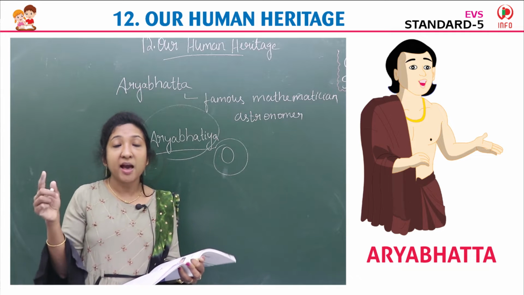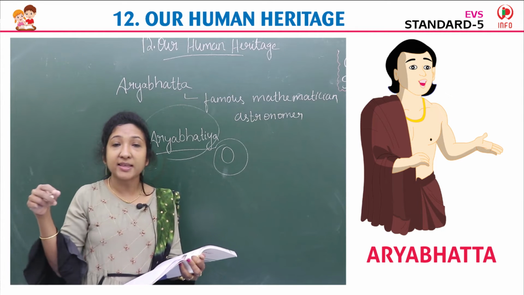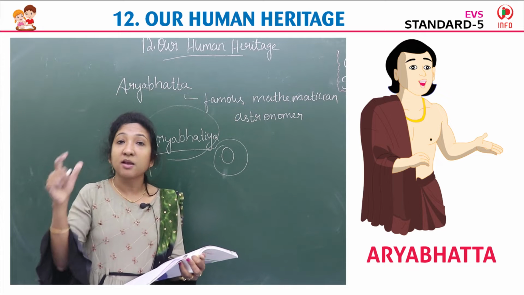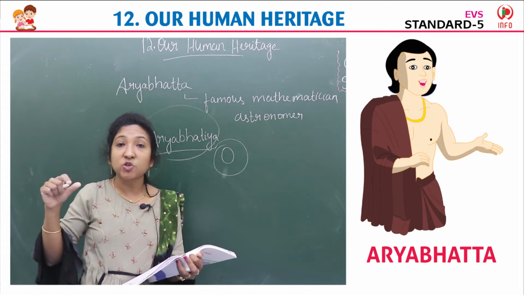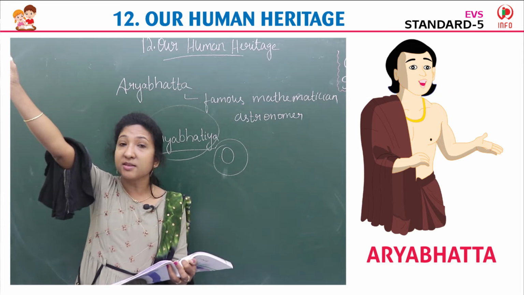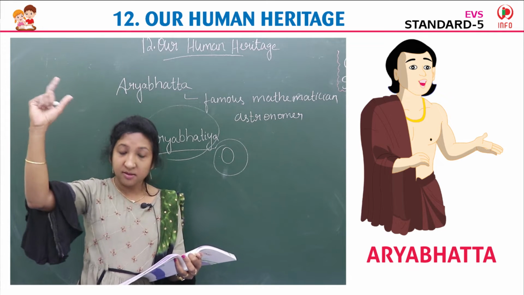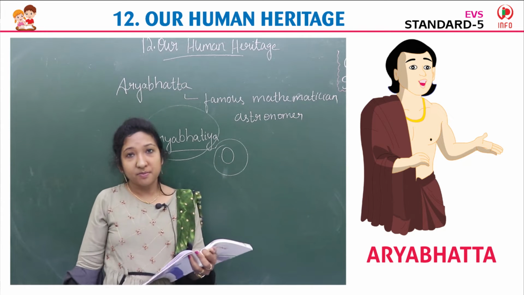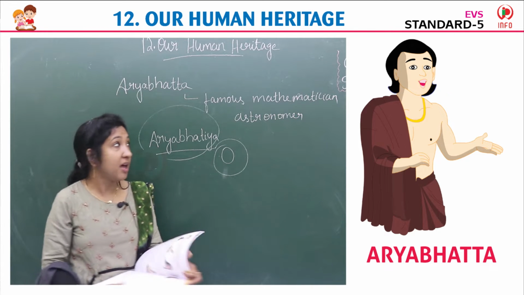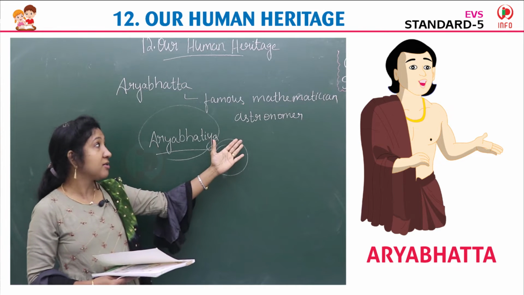In Bihar, he set up a room where we can see an instrument to see the distant objects in the sky. Telescope is an instrument that is used to see the distant objects in the sky. So he set up a room where we can see different objects in the sky, which he set up in Bihar. Okay, so Aryabhatta was a great mathematician and astronomer also.